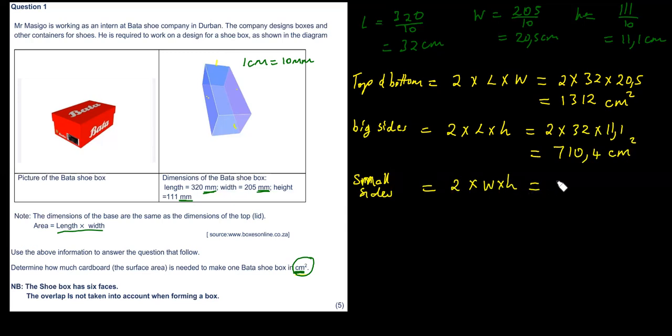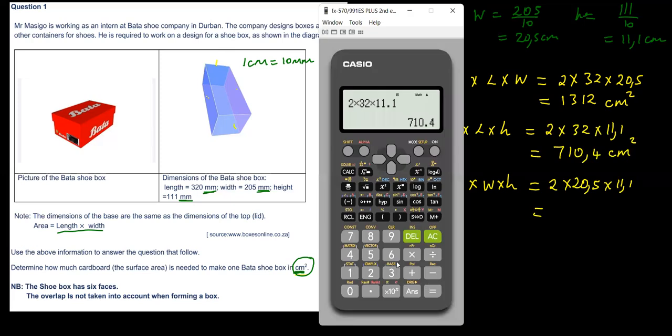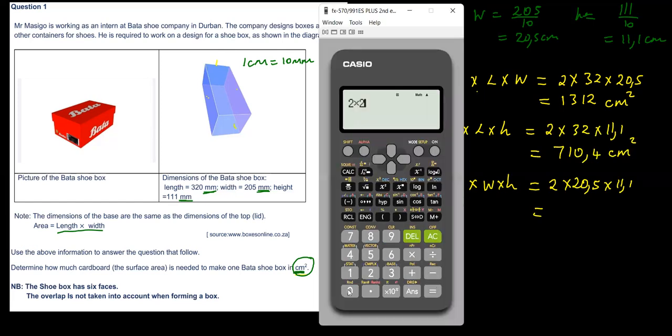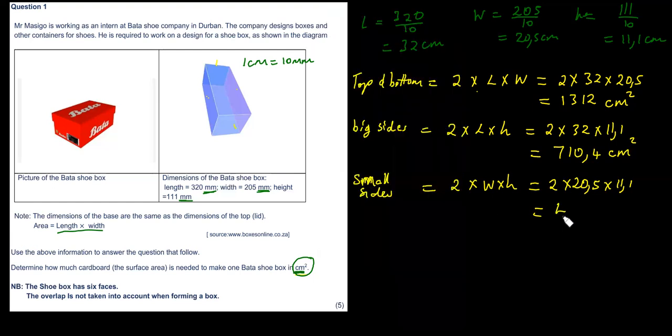Then let's see here what we're going to get. 2 times 20,5 times 11,1. What do we get? It's going to be 2 times 20,5 times 11,1. We get 455,1. 455,1 centimeter squared.